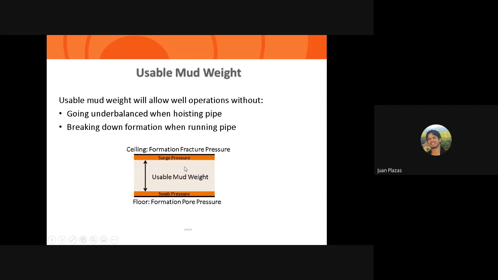During a tripping operation, we usually calculate the expected surge pressure. Surge pressure is the pressure that the bottom of the well feels when we are running in hole. Swab pressure is the pressure that the bottom of the well feels when we are pulling out of the hole, pulling out our pipe. We can swab the well, and our bottom hole pressure can drop. When we are running in hole, we can increase the pressure, and bottom hole pressure can increase. So it's important we understand this pressure and how we can keep ourselves in the safe area.